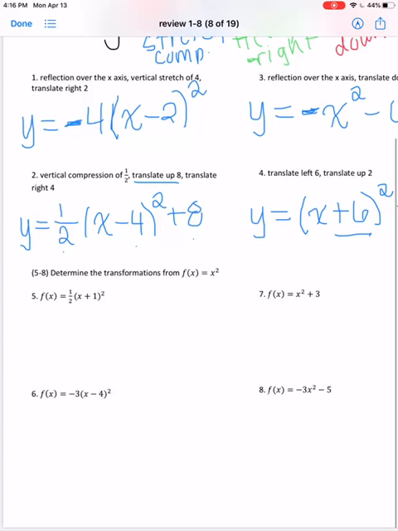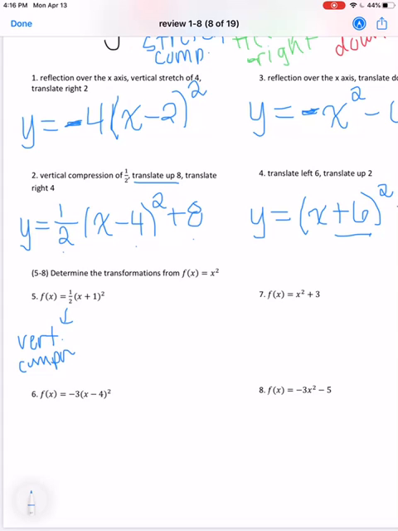And then 5 through 8, it was just asking you to determine what the transformations are. So for number 5, a 1/2, so that is less than 1, so that is a vertical compression of 1/2. And then we have plus 1 in parentheses, so remember you always want to think opposite. So that's a translation to the left 1.